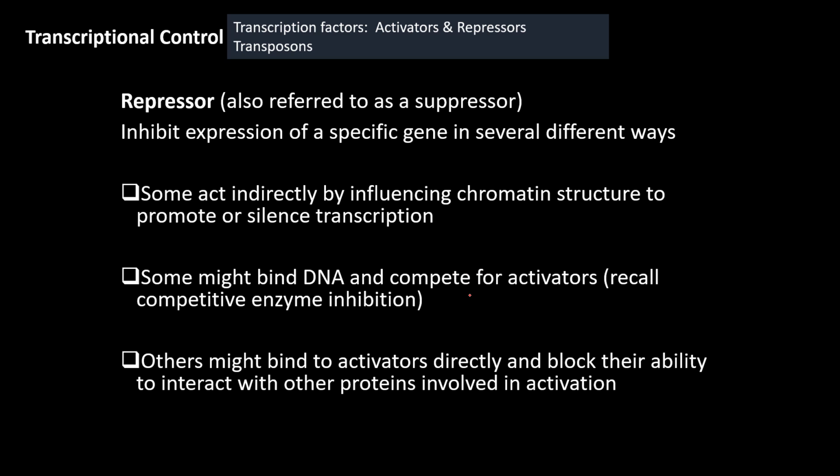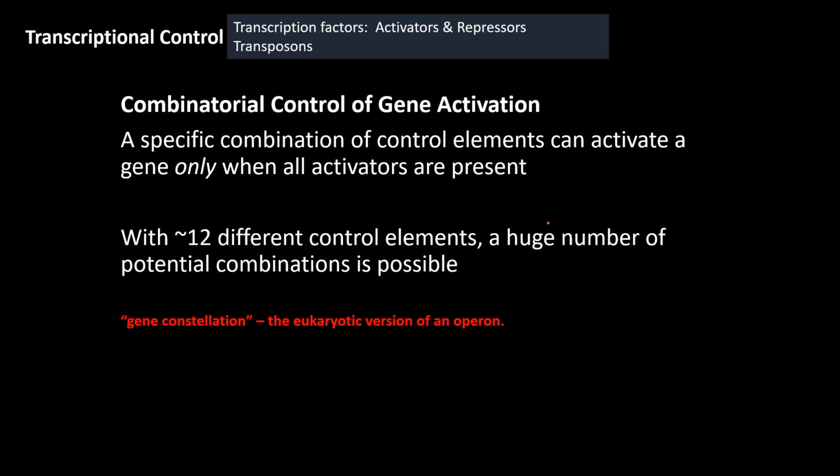Some of them might bind to actual DNA sequences, preventing the activator proteins from getting in there. And that's very reminiscent of the way we thought of enzyme control, the competitive enzyme inhibition. And then lastly, others might bind to activators that are already bound to DNA. So again, if this is an activator protein, we can think about the repressor binding here and preventing things from binding to it, right? And so again, the example there is the retinoblastoma protein. So that's transcription control.